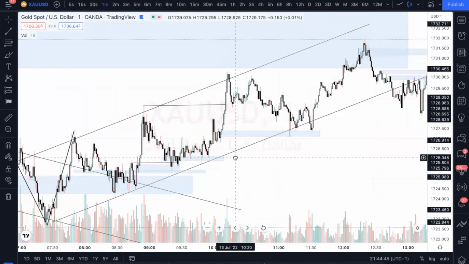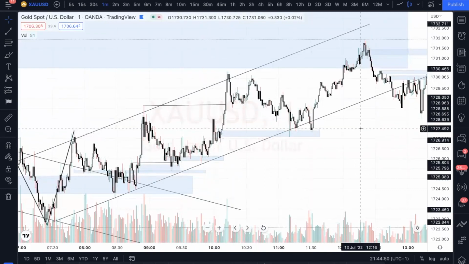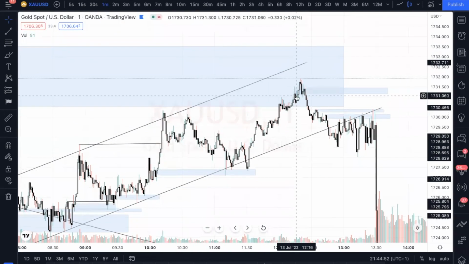I don't know what it is. I think it will be something like higher time frame, but this base, boom, it went here. So this is where I missed the trade.